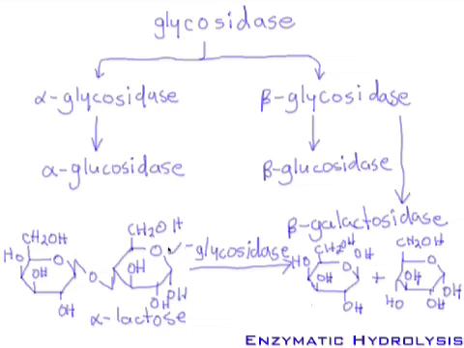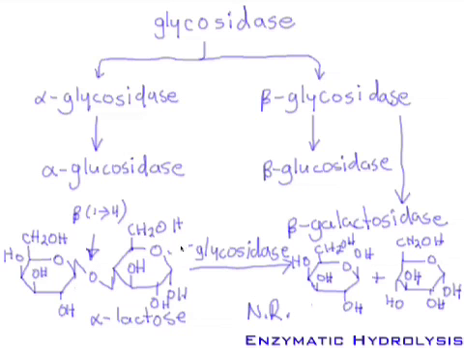What if I said alpha glycosidase? Alpha glycosidases cleave alpha glycosidic linkages. Alpha lactose has a beta linkage. Look at this linkage right here. That is a beta 1,4 linkage. It's not alpha. And so it is cleaved by beta glycosidase. So if I wrote alpha glycosidase, the correct answer would be no reaction.